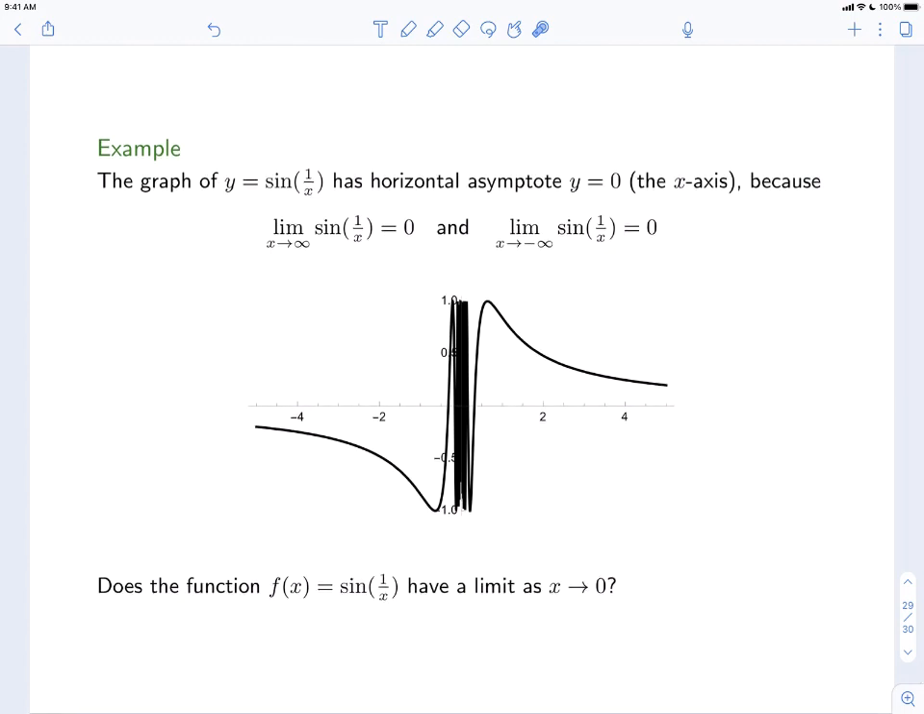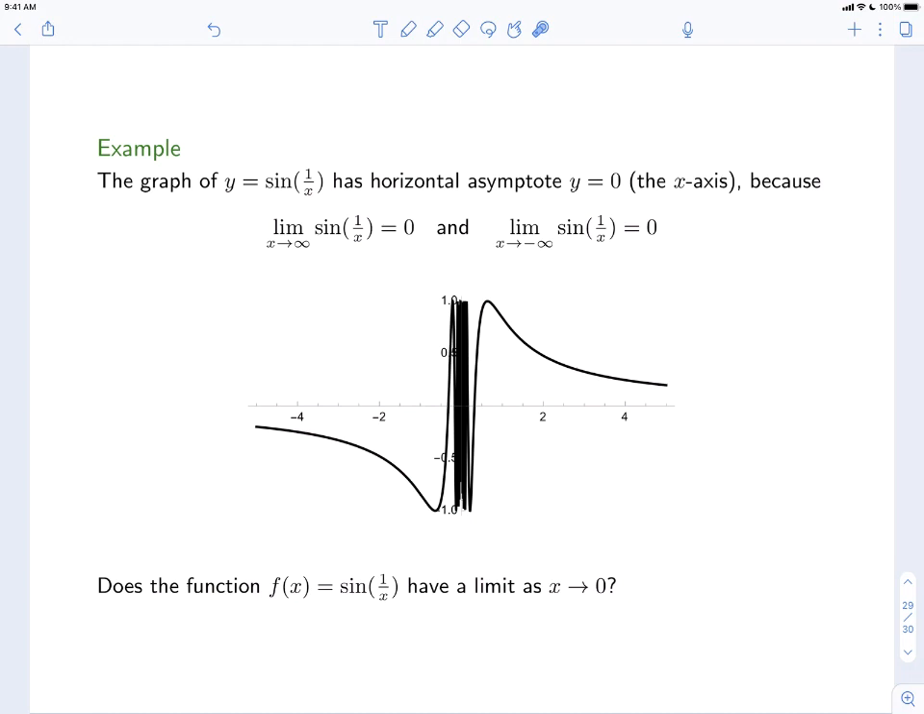The graph of y equals sine of 1 over x has a horizontal asymptote y equals 0. Again, the x-axis is y equals 0. Because if you look at the limit as x approaches infinity of sine of 1 over x, you get 0. So if you look at your graph, as x moves further to the right, this graph gets closer and closer to the x-axis. Similarly, as x goes to negative infinity, that is, as x moves further and further to the left, your graph gets closer and closer to the x-axis. So the limit as x approaches negative infinity of sine of 1 over x is equal to 0.